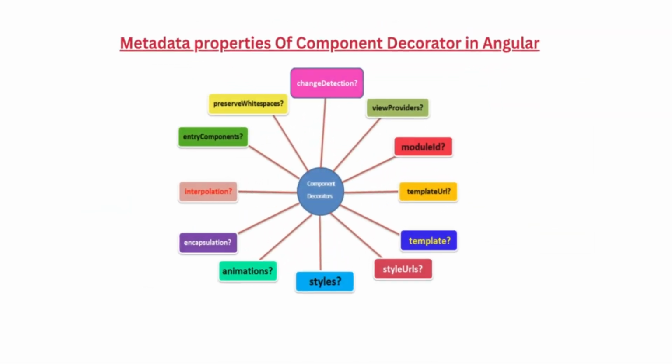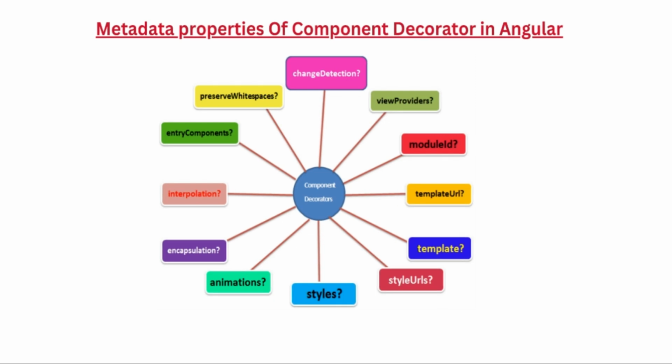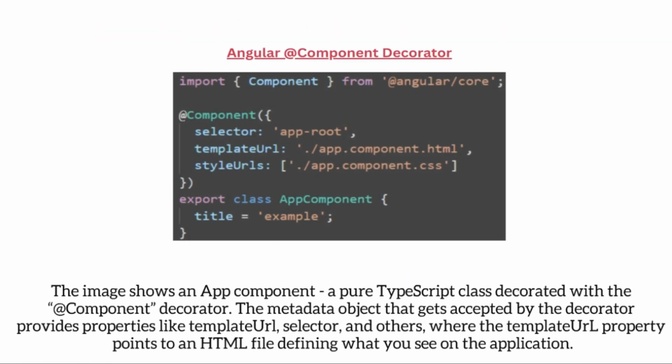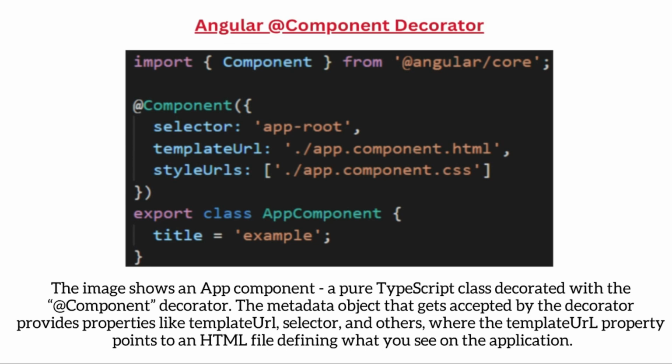In order to understand what metadata properties are provided by the component decorator, please have a look at the following image. The image shows an app component, a pure TypeScript class, decorated with the @Component decorator. The metadata object that gets accepted by the decorator provides properties like templateUrl, selector, and others, where the templateUrl property points to an HTML file defining what you see on the application.